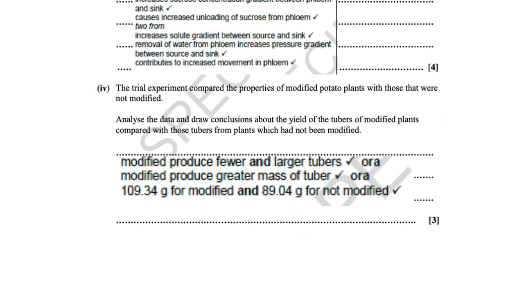So what they were looking for here was that you had realised that the modified produces fewer and larger tubers, and that the modified produce a total mass of tuber which is greater than the other, not modified. And if you'd multiplied the size of a tuber by the number of those tubers, you come out with those data, which is about 109 and about 89. So you see that there's an increase in yield for the modified compared to the not modified.